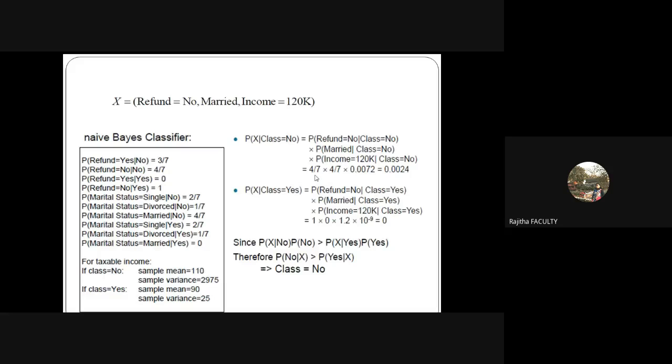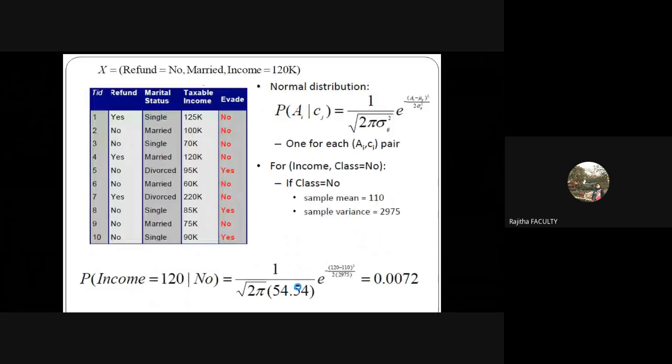Right? Similarly, for the mean values of the numerical attribute, we have already calculated in the previous slide. If you observe, it is 0.0072 with the mean and variance. So the same thing has been applied here. I am taking the multiplication, so my total probability of this test sample belonging to the class no is 0.0024.